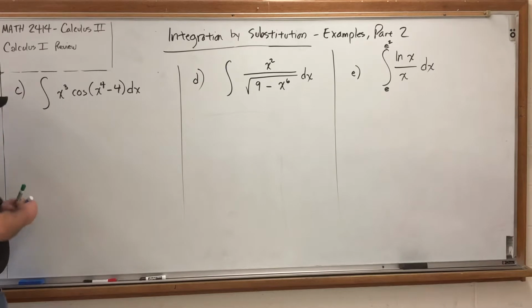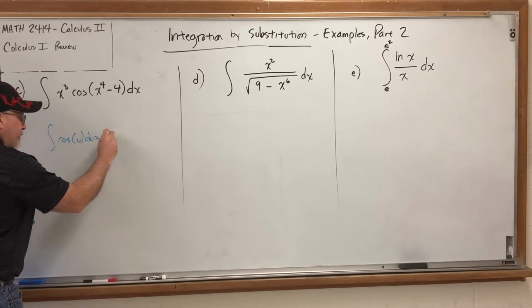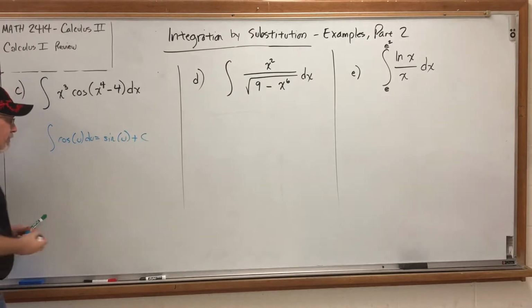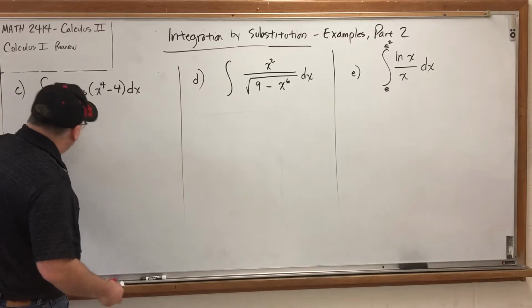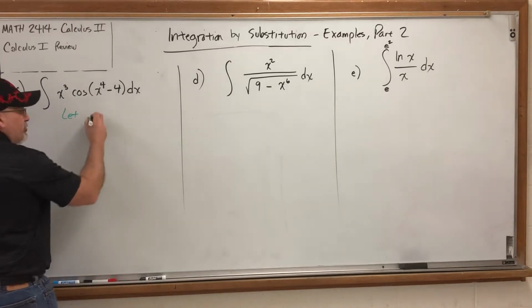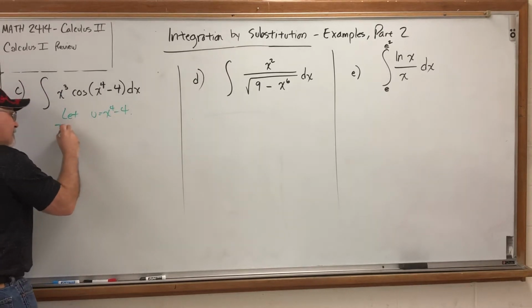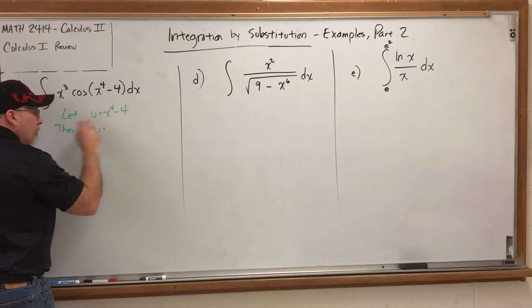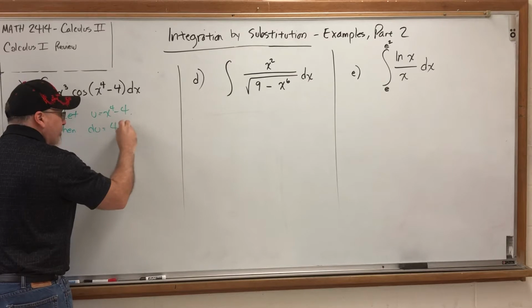I know the rule for the integral of cosine of u du. It's equal to sine of u plus c. So if this is the rule that I'm going to use, then the u should be the x to the fourth minus 4. Let's try that. Now there's something else that says that's a good substitution. Let u equal x to the fourth minus 4. Now what would du equal? Well, the derivative of x to the fourth minus 4 is 4x to the third power dx.